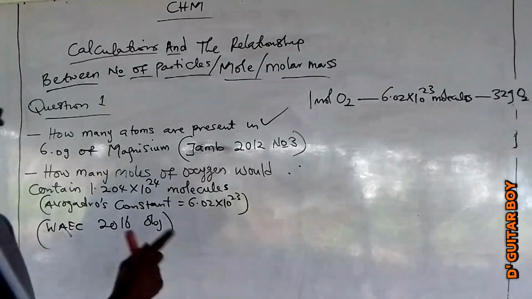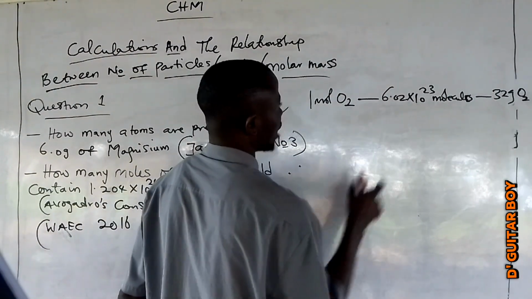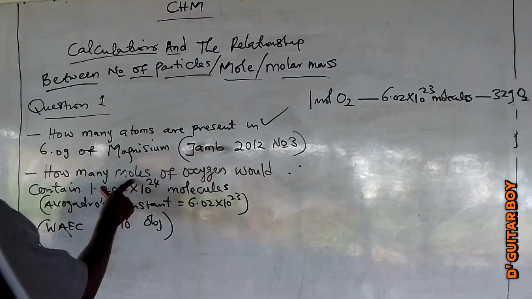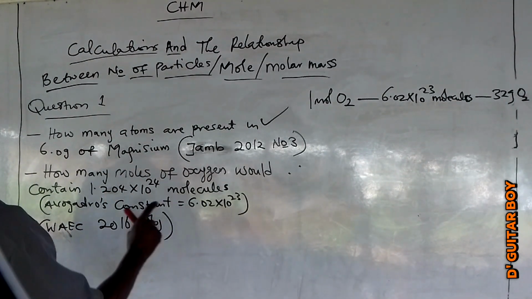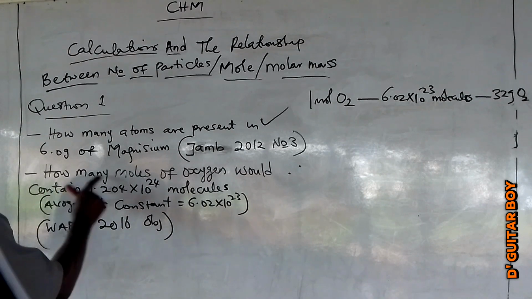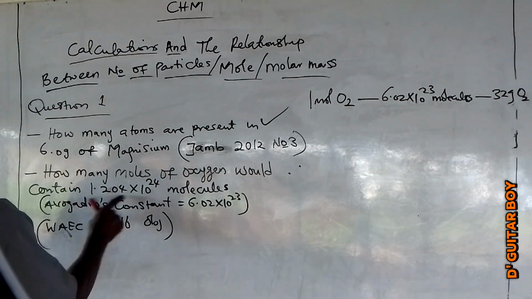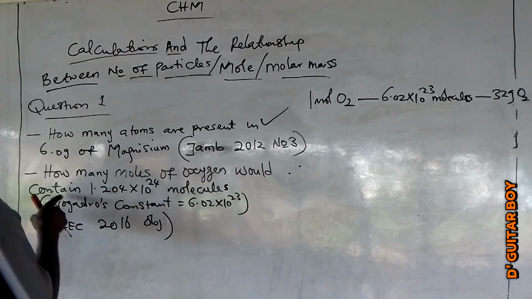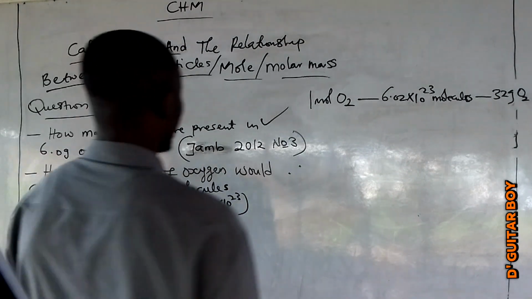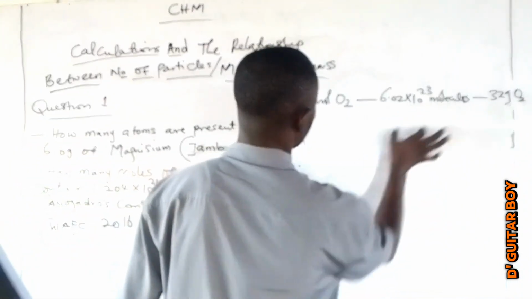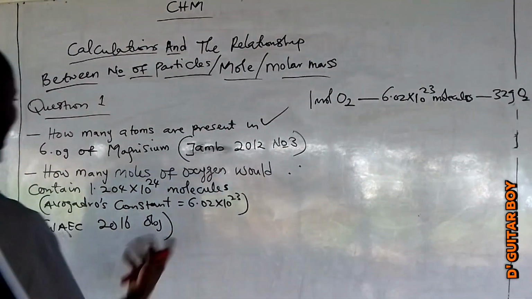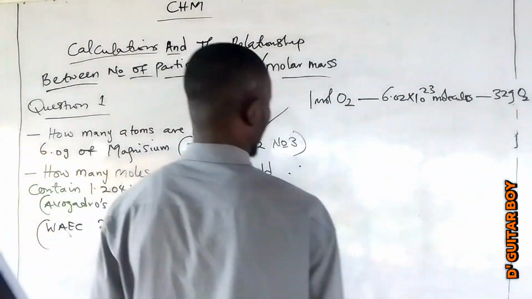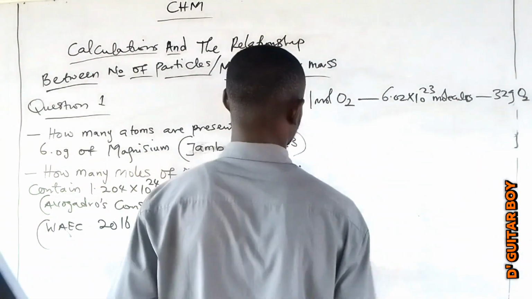The question now is for you to know whether it is these two you will draw down, or these two, from the relationship. You will see that mole is there, molecule is there. They say how many moles of oxygen would contain this number of particles, these molecules. So you are going to draw these two out because they did not ask you for mass. There is nothing like mass here, so you will not use this. But if they ask you for mass, you draw this one out, compare, and solve.